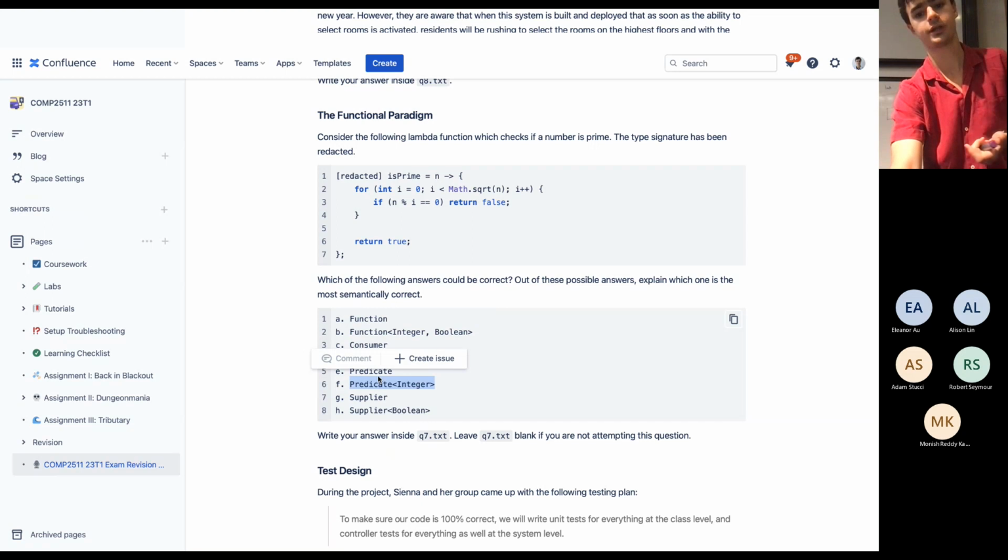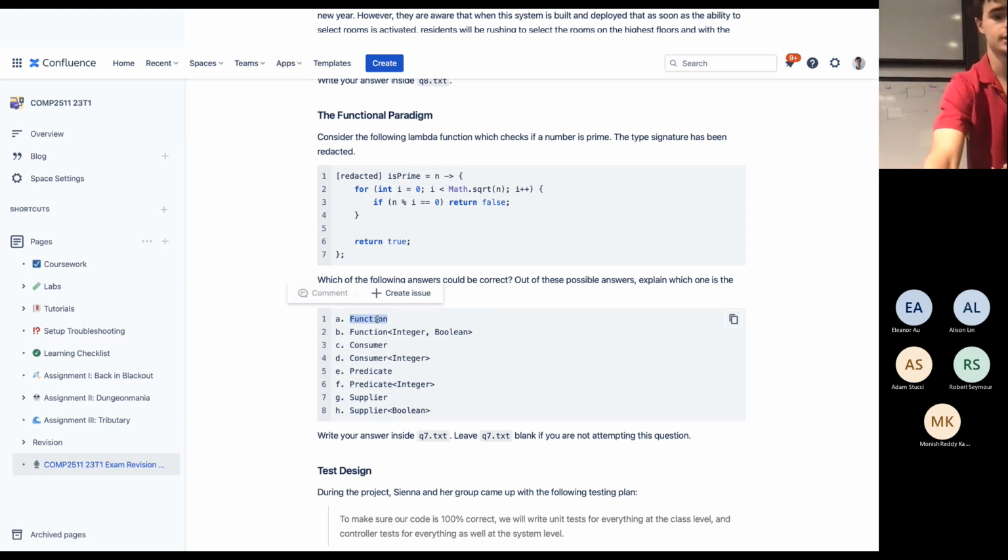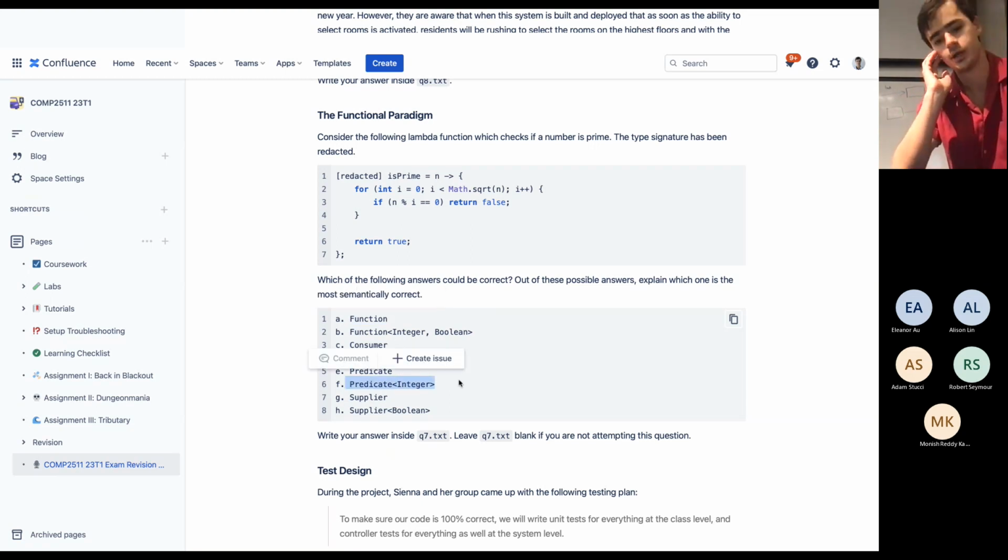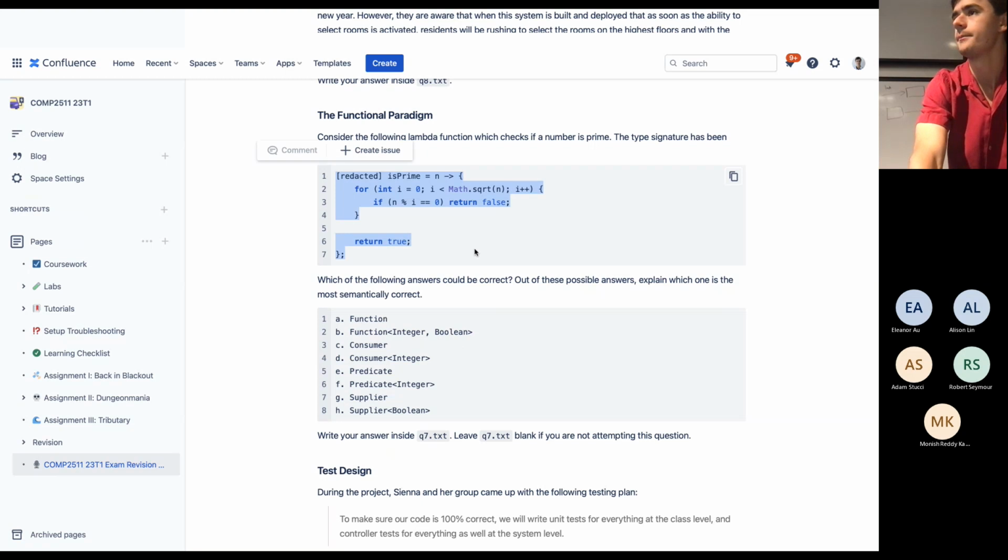This one is also correct. Also, Predicate and Function are correct syntactically, but they're not the best because they're raw types. And then Predicate<Integer> is the best answer overall, because that is the most representational of what this function, is prime, means. Any questions on that?